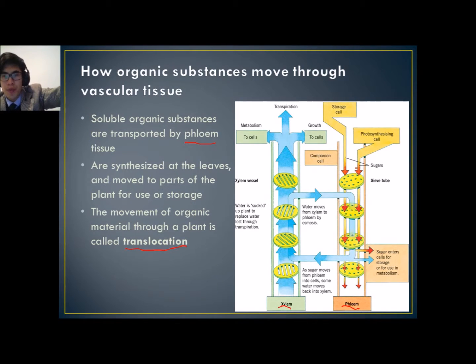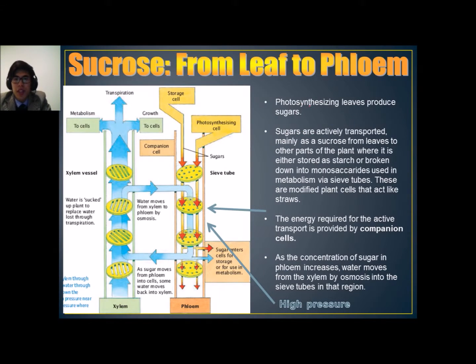So you've got the phloem, you've got the synthesizing cell, and the sugars are going down to the storage cells, and they can either be kept for storage or used for metabolism. And the xylem, on the other hand, is where water is being pulled up along there. Now, photosynthesizing leaves produce sugars, and sugars are actively transported mainly as sucrose from leaves to other parts of the plant, where it's either stored as starch or broken down into monosaccharides to be used for metabolism. So a plant creates its own food, and it uses that own food for metabolism, so energy.